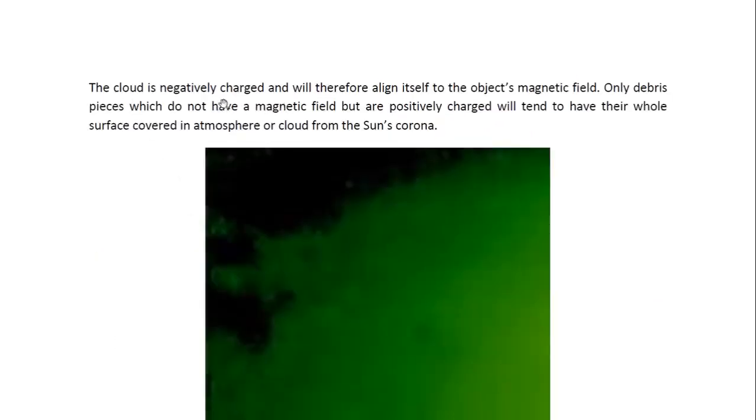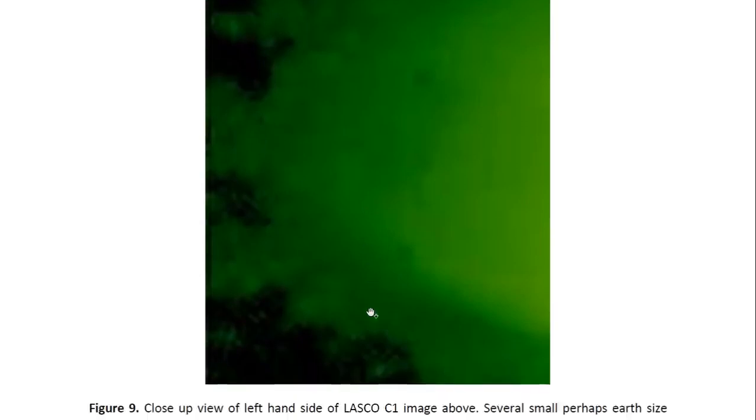And the cloud is, as I said, negatively charged and will therefore align itself to the object's magnetic field. Only debris pieces which do not have a magnetic field but are positively charged will tend to have their whole surface covered in atmosphere or cloud from the sun's corona. And here's a close-up of the left side of that image where you can more clearly see that ring-shaped cloud and the dark center, which would be the actual stellar core.